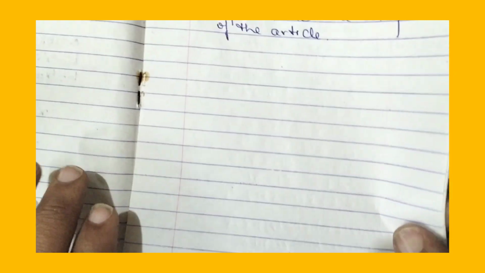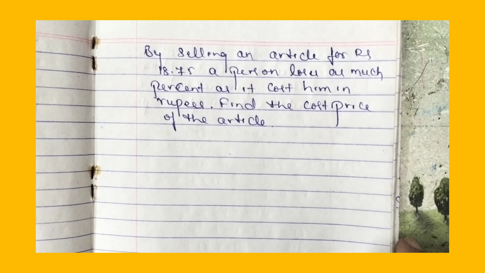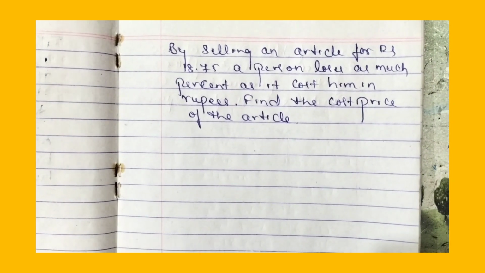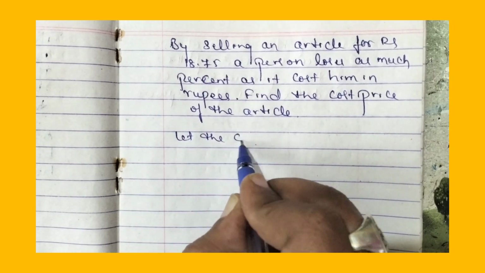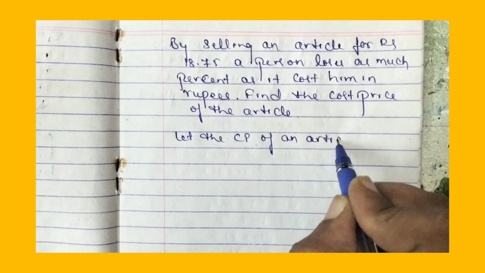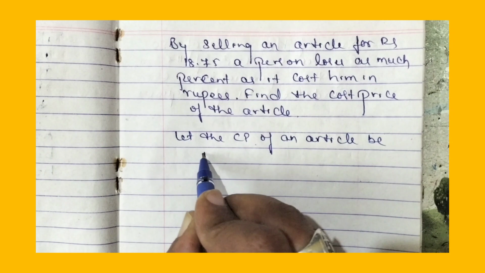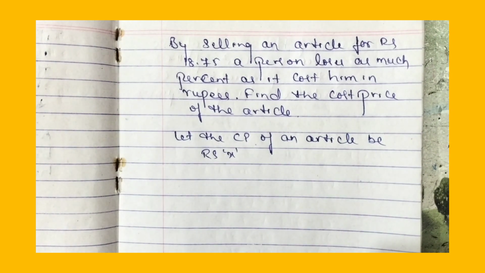In question number 4, they asked: by selling an article for rupees 18.75, a person loses as much percent as it cost him in rupees. Find the cost price of the article. So now let us write the first sentence. Let the cost price of an article be rupees x. We don't know the cost price of the article, so let us take it as x.